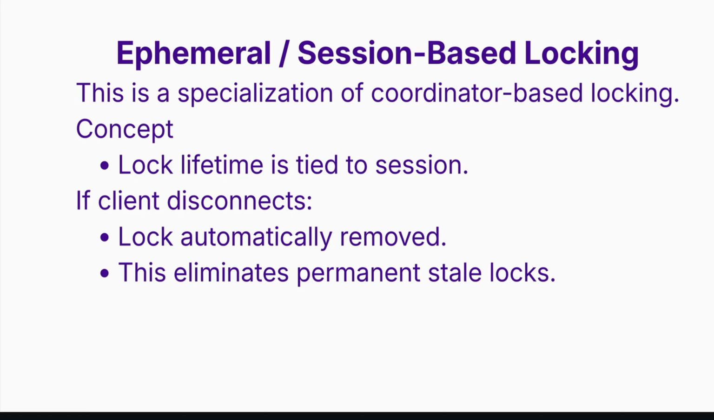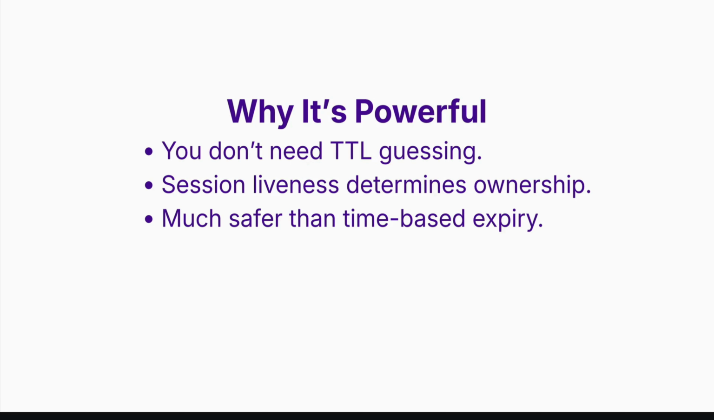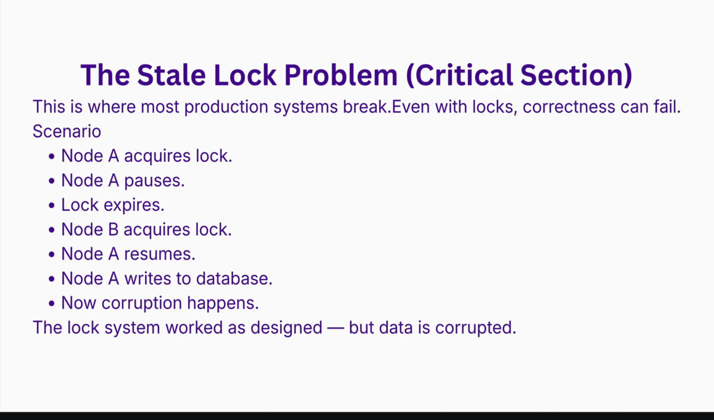Now here, on lock ownership, we need to be very conscious and careful about the understanding of what we mean by stale lock holders versus what we mean by correctness. They are two different problems. So this is the key insight, right? Here, because it's not TTL dependent, the session liveness is determining the ownership, and it's much safer than the time-based expiry. Now, what is a stale lock problem basically?